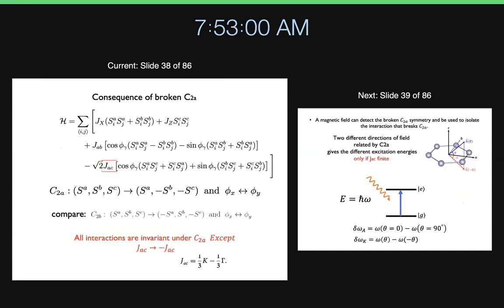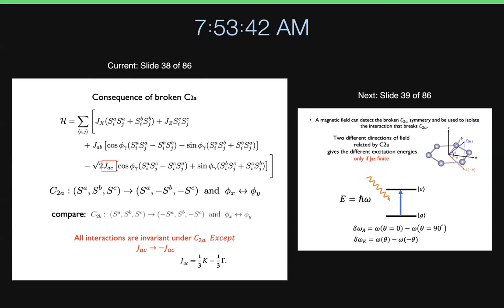And the consequence of those is basically this JAC term being finite. So the consequence of C2A being broken is embedded in the Hamiltonian. Our Hamiltonian is going to have all these terms. C2A is going to change the direction of the spin, SD and SC take a minus, but SA is going to stay as it is, and the bond phi x has to change from phi I. And one can show that in this case, JAC, this term here, is the one that has to change sign under C2A. On the other hand, if you do the B-axis, everything is preserved. So all of this is going to go back to itself.